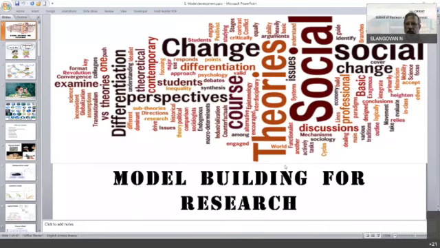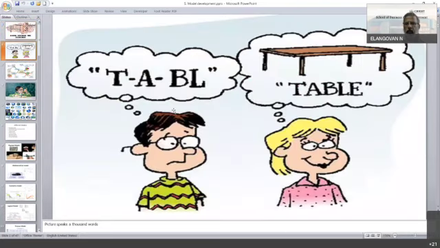So today we are going to look at a visual technique in research that is called model building for research. Actually, if you see, pictures speak 1,000 words. So instead of talking at length, a small picture can give a lot of meaning.